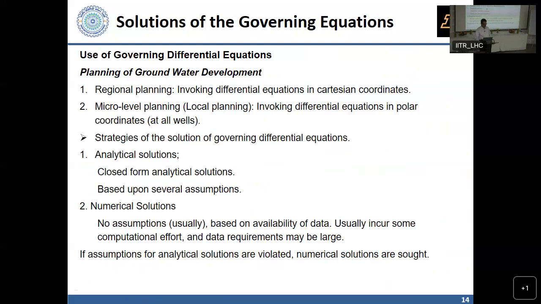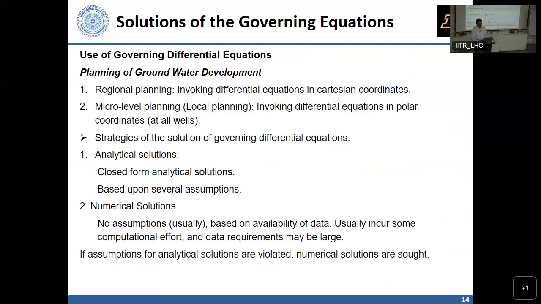We prefer analytical solutions, but analytical solutions will require some assumptions and idealizations. Nevertheless, they give us insights into the problem. Otherwise, you have to resort to numerical solutions. Depending on the complexity of the problem, the complexity of the geometry, how large it is, how heterogeneous the aquifer is, and so on, your data requirements would be large, and the computer effort involved would also be large. And if you cannot idealize your real world to be close enough so that you get analytical solutions, then you have to resort to numerical methods.